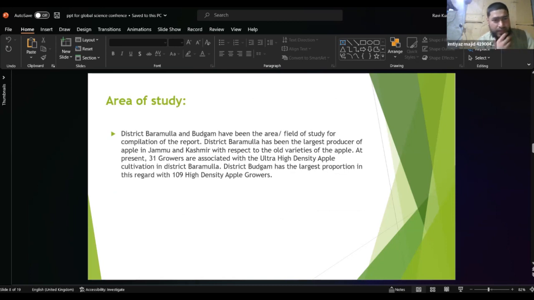The study area, districts Baramulla and Budgam, has been the field of study for completion of the report. District Baramulla is the largest producer of apple in Jammu and Kashmir with respect to the old varieties of apple. At present, 31 growers are associated with ultra-high-density apple cultivation in district Baramulla. District Budgam has the largest share in this regard with 109 high-density apple growers.